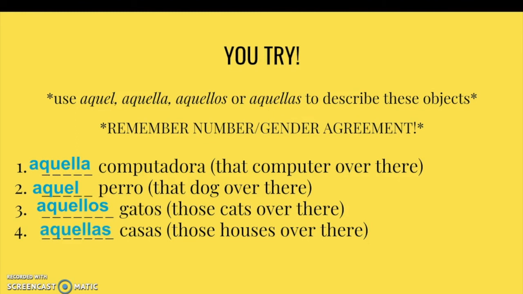With these once again, número 1, computadora, singular and feminine. For número 2, for perro, that is masculine and singular. For número 3, gatos, plural and masculine. And número 4, casas, also plural but feminine. So really, that's honestly how you make those decisions. And that is the conclusion of this particular slideshow. You can proceed at this point into the practice activities that are on the grid.